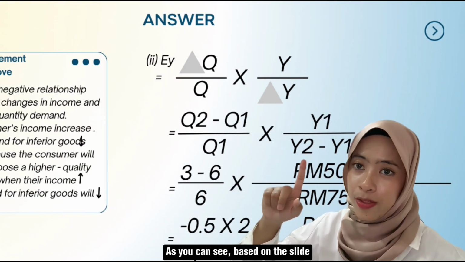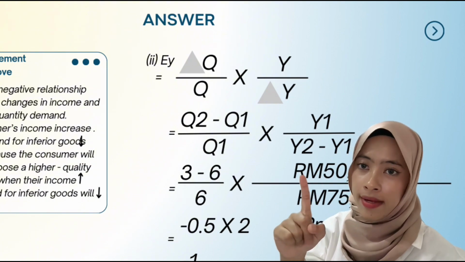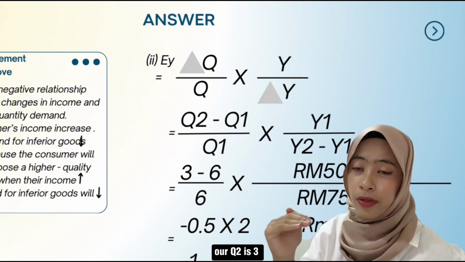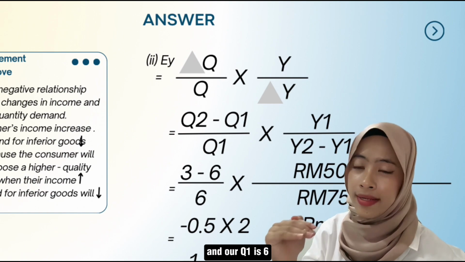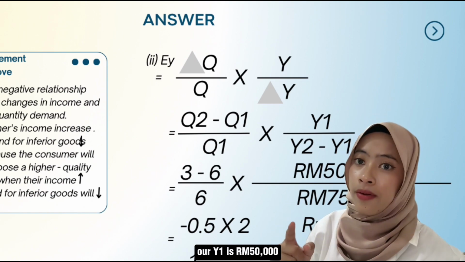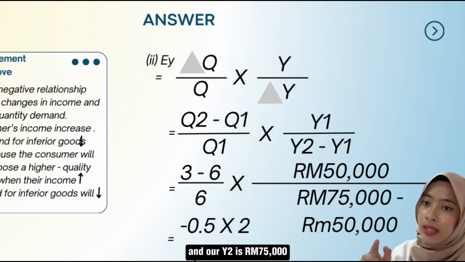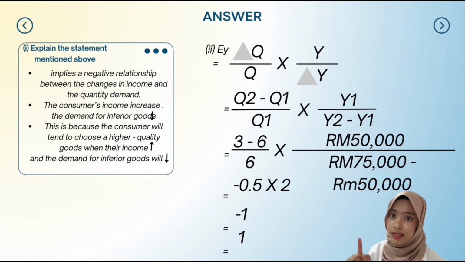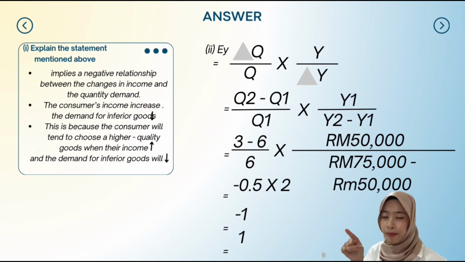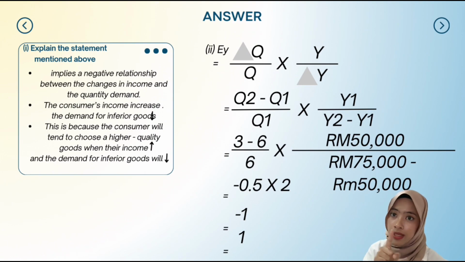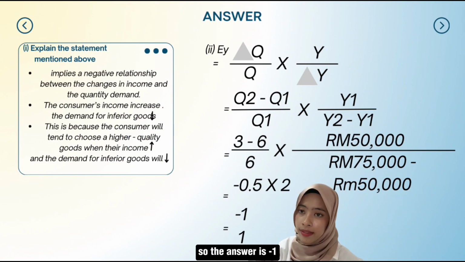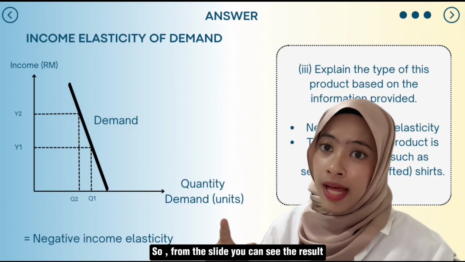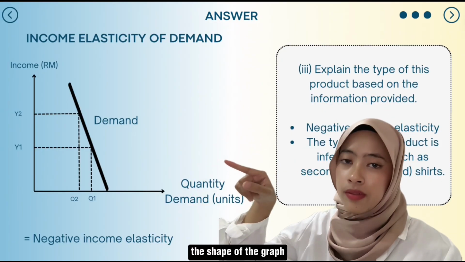So as you can see based on the slide, Q2 minus Q1 divided by Q1, times Y1 divided by Y2 minus Y1. Our Q2 is 3 and our Q1 is 6. Our Y1 is 50,000 and our Y2 is 75,000. So from the formula, 3 minus 6 divided by 6, times 50,000 divided by 75,000 minus 50,000. So the answer is -1, but we need to change it to +1. From the slide, you can see the result and the shape of the graph.